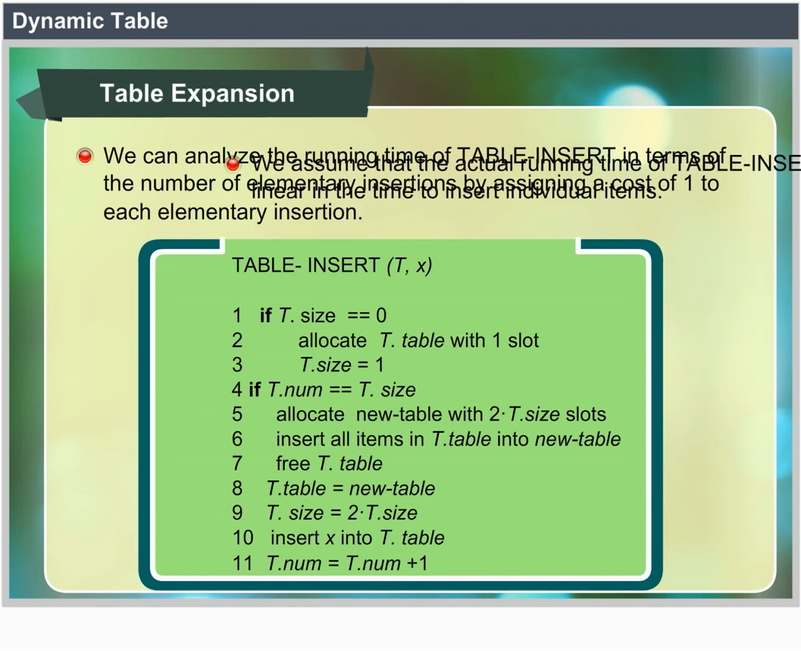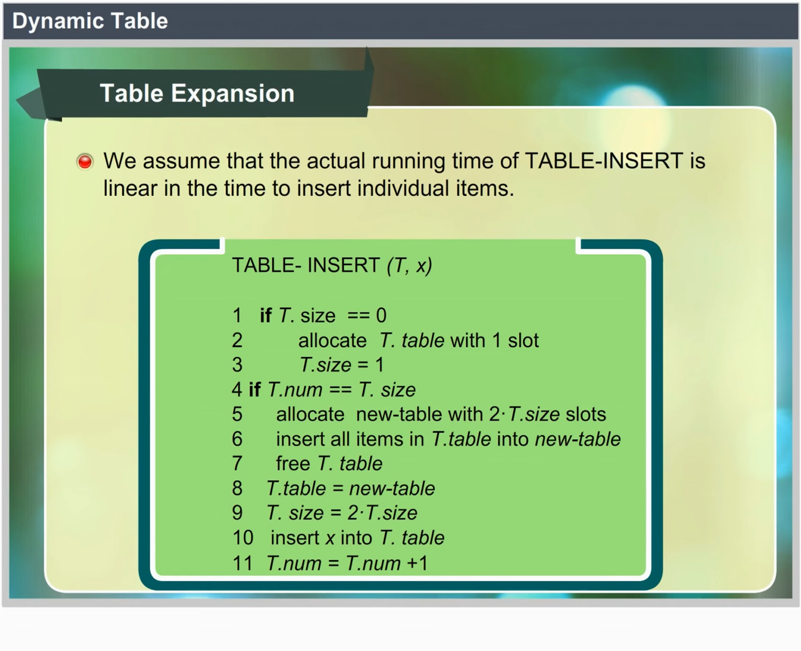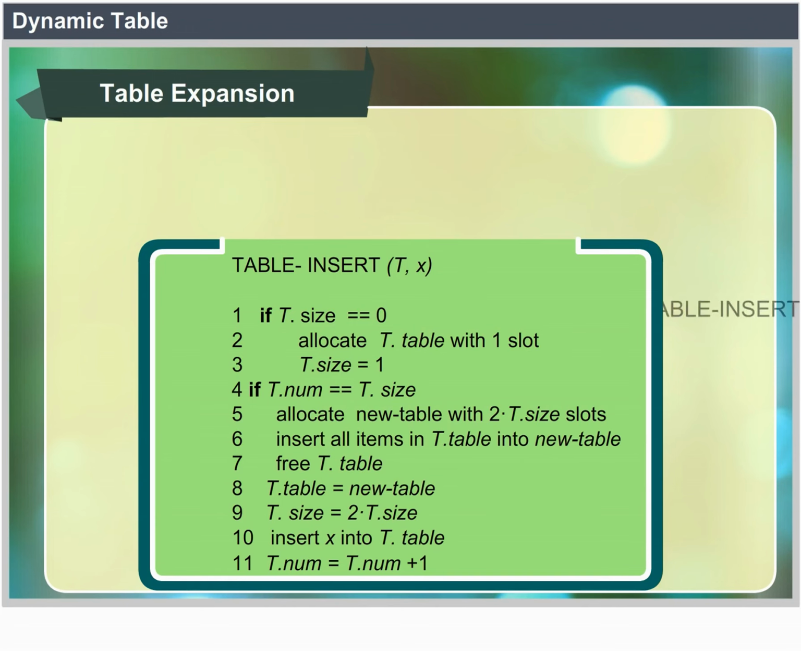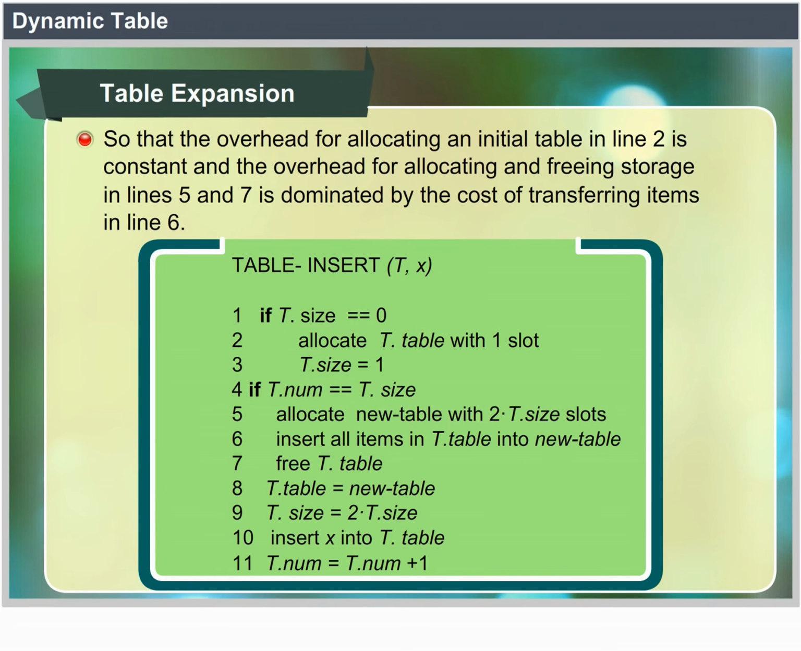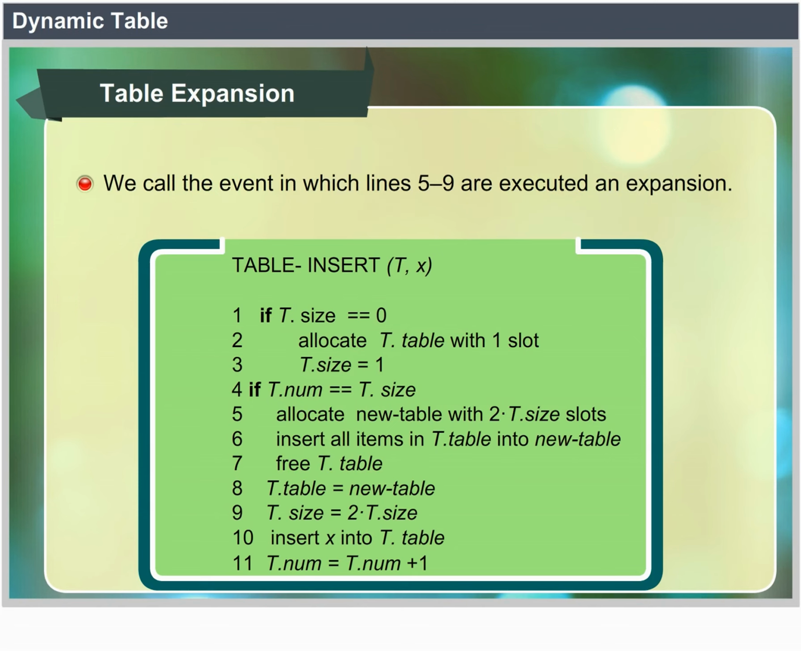We assume that the actual running time of table insert is linear in the time to insert individual items, so that the overhead for allocating an initial table in line 2 is constant, and the overhead for allocating and freeing storage in lines 5 and 7 is dominated by the cost of transferring items in line 6. We call the event in which lines 5 to 9 are executed an expansion.